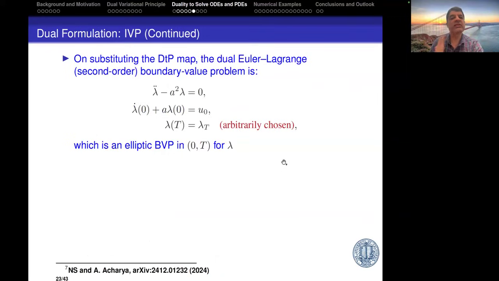So now the nice thing is that when you substitute the DTP map, this becomes a boundary value problem. You can see that the first order initial value problem becomes a second order in time boundary value problem. So lambda double dot minus a squared lambda is equal to 0. It has an exponential form, and we go over some more details in the paper. So you get a Robin-like boundary condition at 0 and the terminal boundary condition. You have an end condition on lambda at t, which I call lambda subscript t, which is an elliptic problem in 0 to t for lambda, and this is arbitrarily chosen.